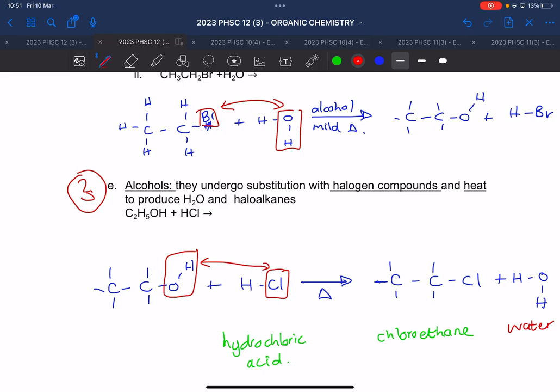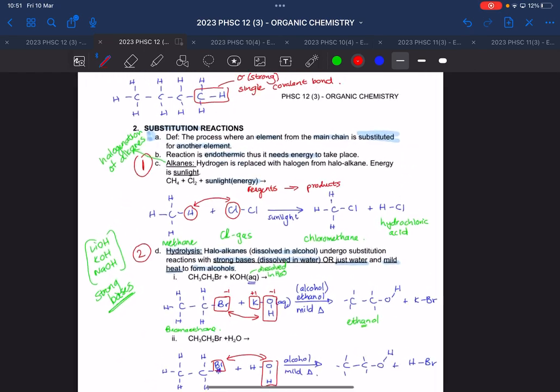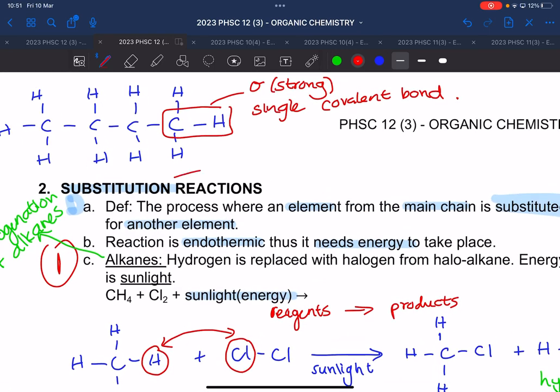So I'm going to stop there for today. Just a reminder, the substitution reactions that we did now are when we go from single bonds to single bonds. And that will make sense in the next lesson.